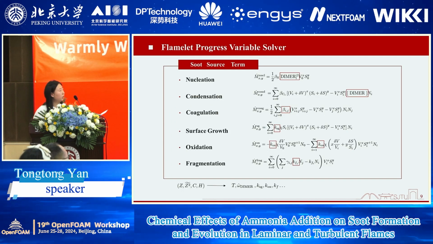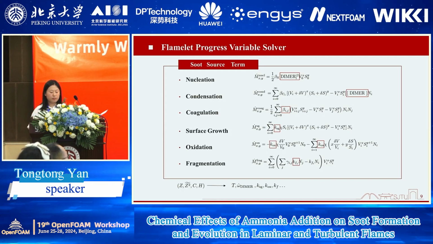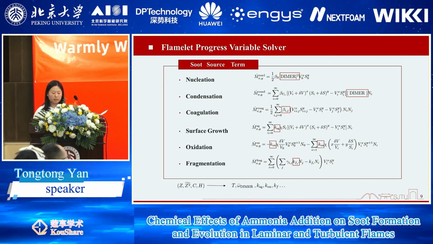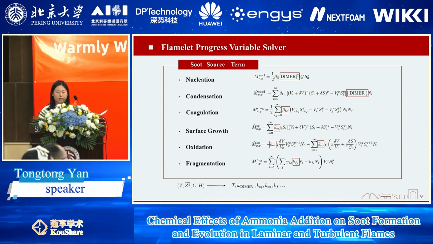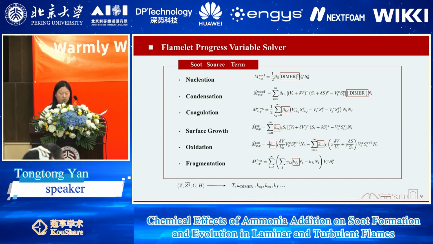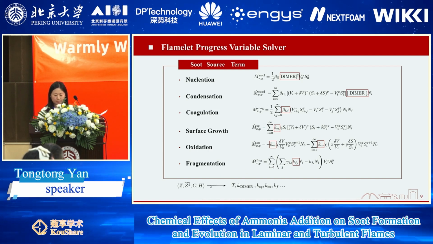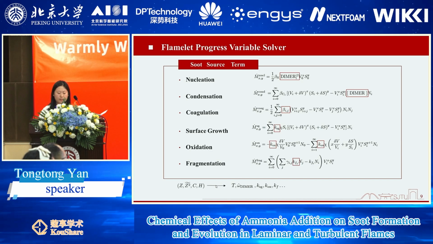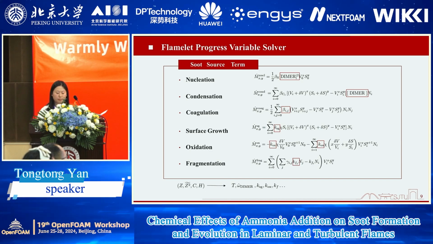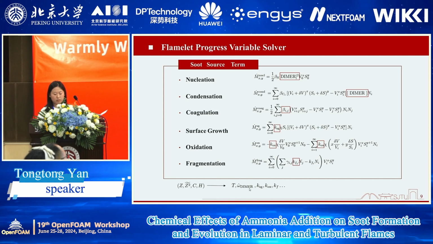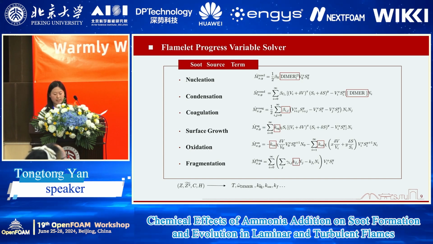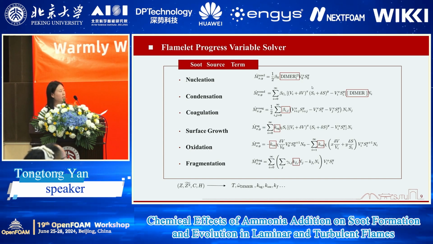And for the soot moment source term, we don't need to calculate the source or reaction rate according to PAH concentrations. Instead, we can directly look up these parameters based on these four values. And then we can get the data we need to calculate the source term, such as the temperature, the dimerization rate, surface growth rate, and the other parameters we need in these source terms.